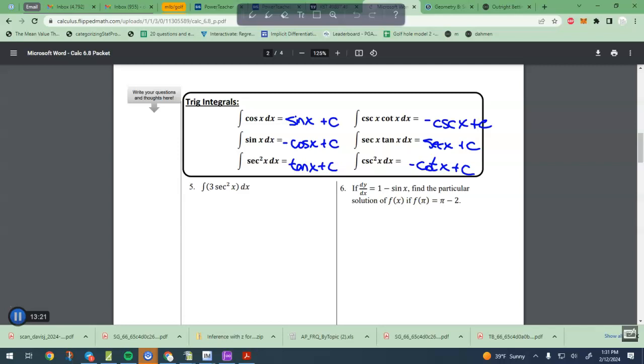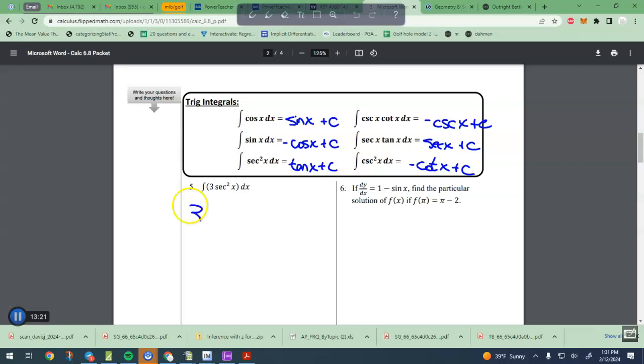Anyway, number 5. So 3 secant squared of x. Is this an indefinite or a definite integral? This is indefinite. Definite's when you have a number. It'd be like from pi to 2 pi or something. You have to plug in and get a number. This is indefinite because we're going to get a curve, and we're just not sure is it this curve or this curve or this curve or this curve.